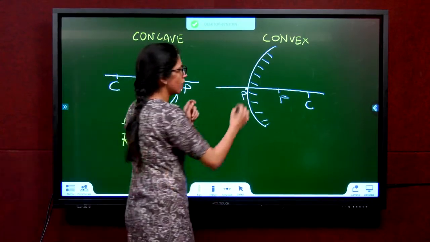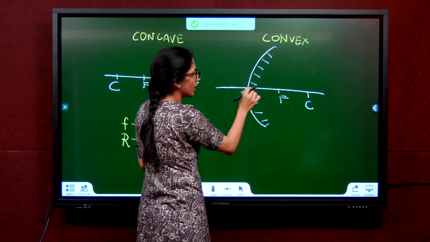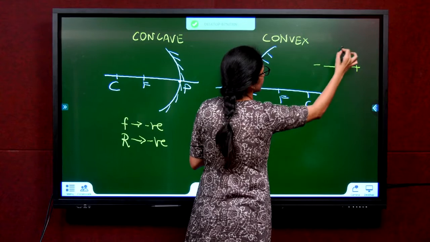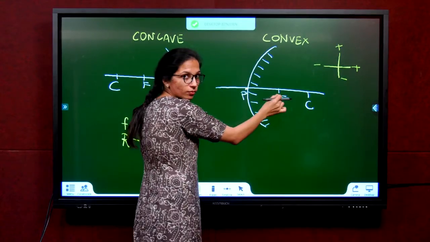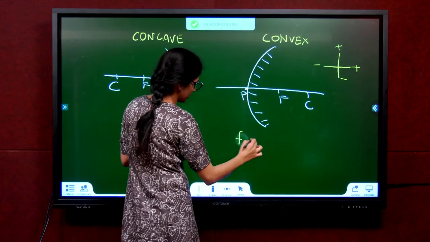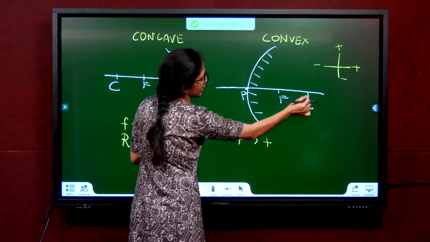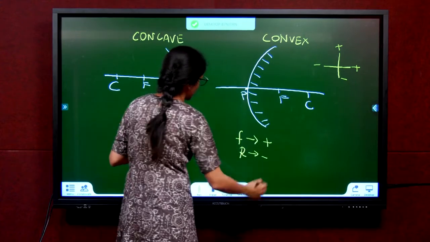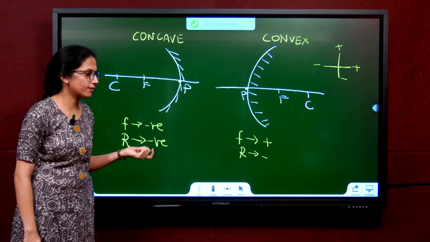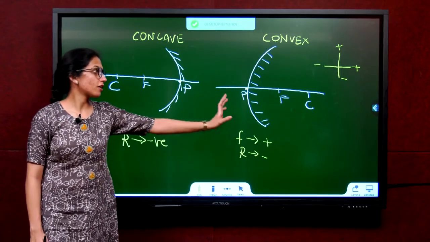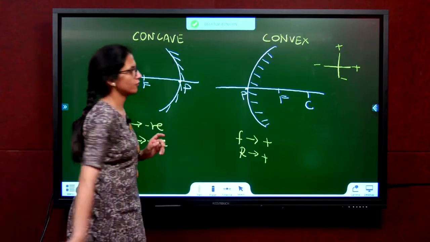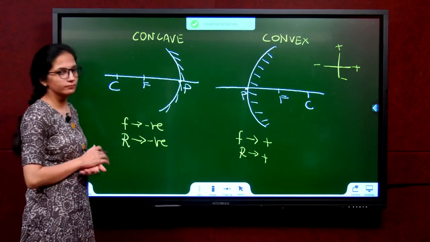See here. From the pole I am going to F. I am going to the right. We know that this is positive, negative, positive, negative. So it's going to the right. Focal length is positive. Radius is the same, positive. So the focal length and the radius are negative for a concave mirror, and the focal length and radius are positive for a convex mirror.